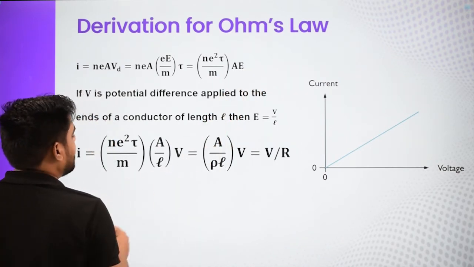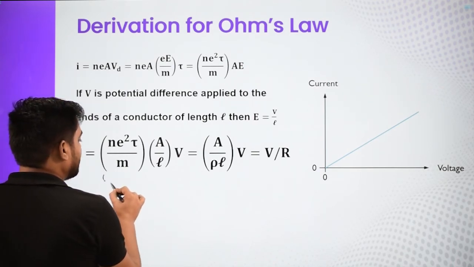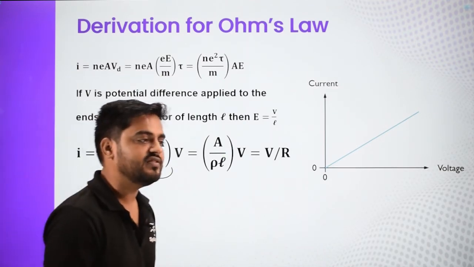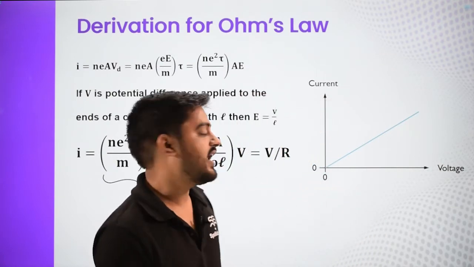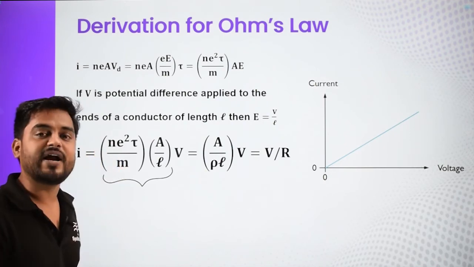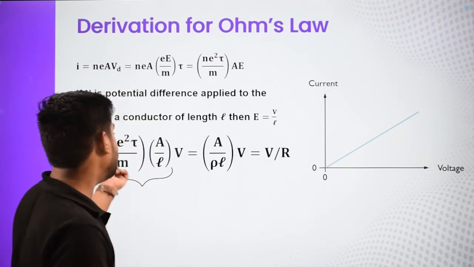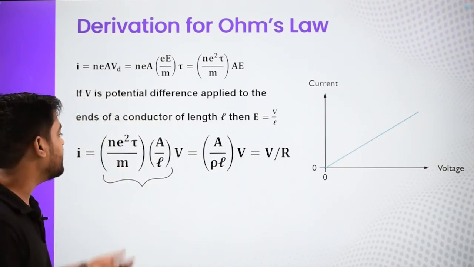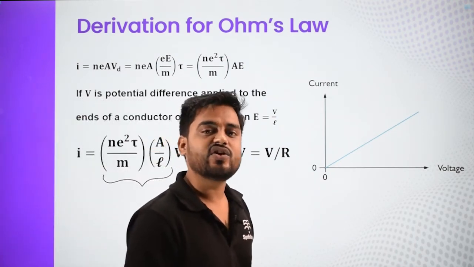So V by L. Now, if you see this expression, this entire thing is a constant quantity which depends on what? It depends on the different parameters of the conductor, right? This is I. This is the number density of the conductor, which again depends on whether you are taking copper or iron; different substances will have different electron number density, right? e is the charge on each electron, which is a constant. Tau is the relaxation time. Relaxation time generally depends on temperature.